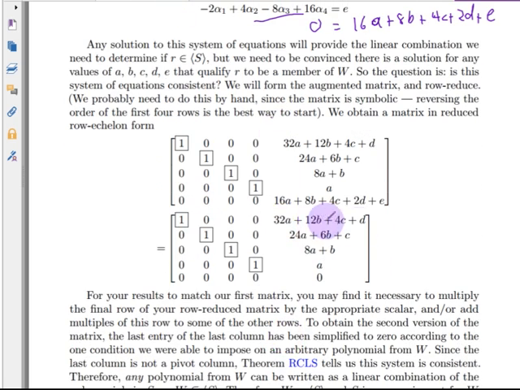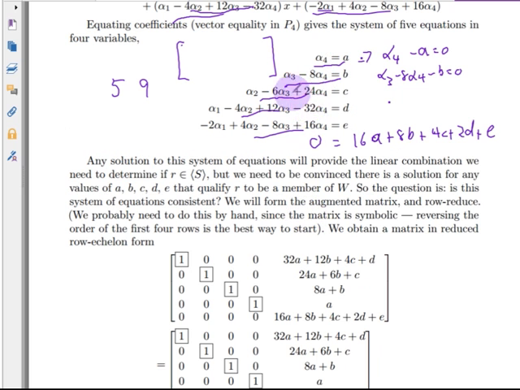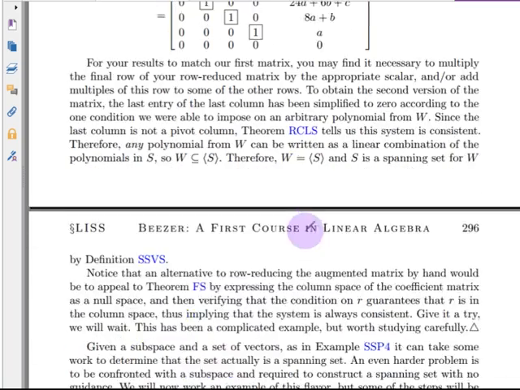Instead of writing this way, the fifth column would be 32, 24, 8, 1, 0. The sixth column would be 12, 6, 1, 0, 0, and so on. You can do this method and get the very same result. But the result is that, in fact, you can find a solution no matter what a, b, c, d, e are. So that means you can always find the constants alpha 1 up through alpha 4 that satisfy the conditions that must be satisfied by a polynomial in W. So the set S does span W.